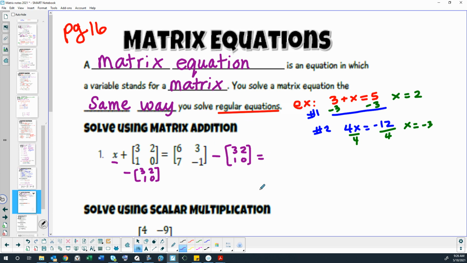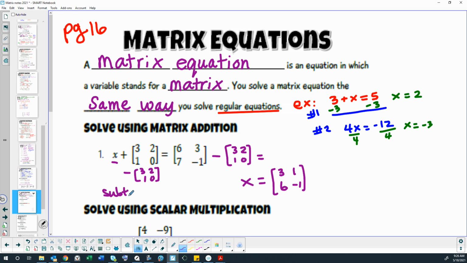So let's go ahead and subtract corresponding elements. 6 subtract 3 would be 3. And 3 subtract 2 would be 1. And 7 subtract 1 would be 6. And negative 1 subtract 0 would still be negative 1. So what we just found is a matrix represented by x, so that when we take this matrix plus this matrix, we would get this matrix, right? And we did that by subtracting our matrix from both sides.